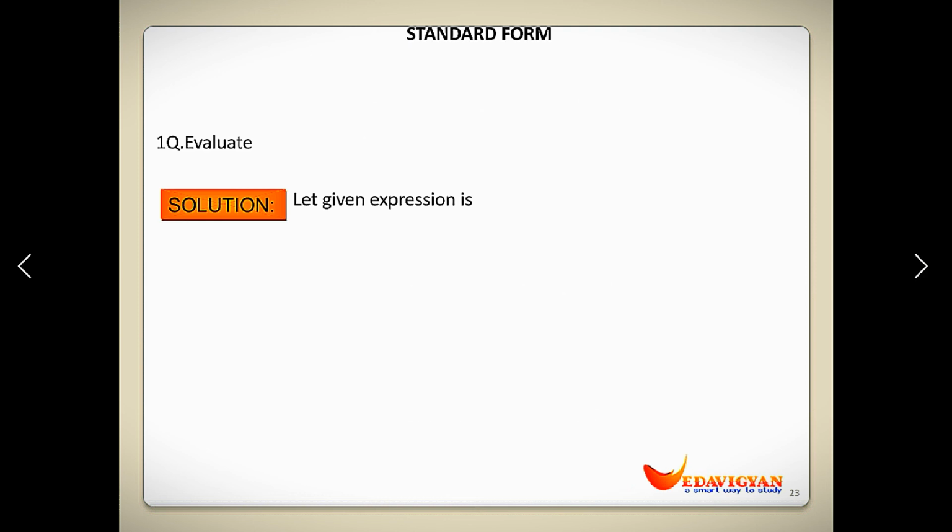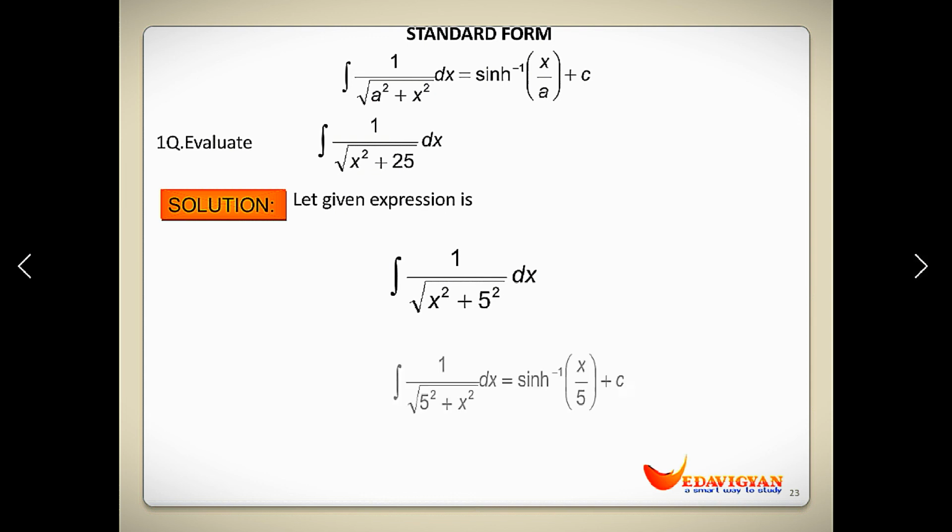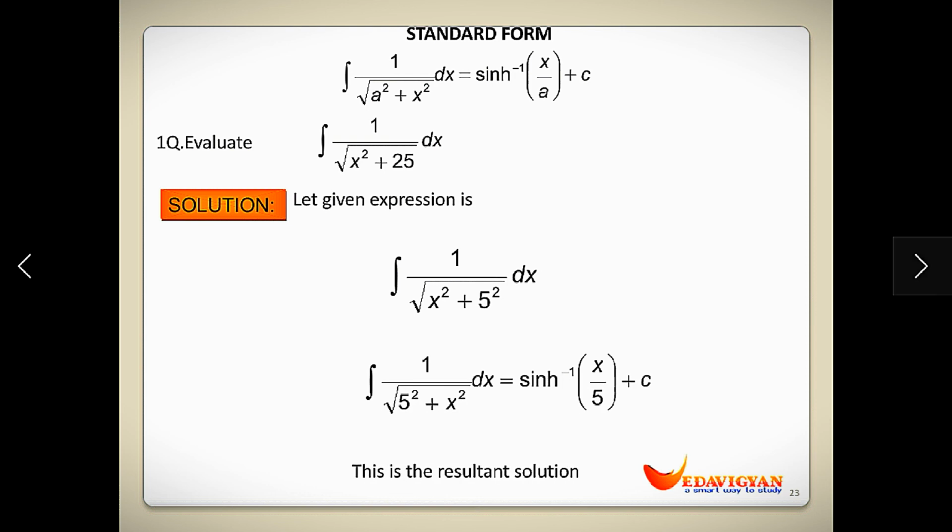Next go to another standard form here. Integral 1 by square root of a square plus x square dx is equal to sin h inverse x by a. Evaluate integral 1 by square root of x square plus 25 dx. The given expression is integral 1 by square root of x square plus 25, where 25 can be rewritten as 5 square. This equation is compared to the above standard form, and we get the resultant solution.